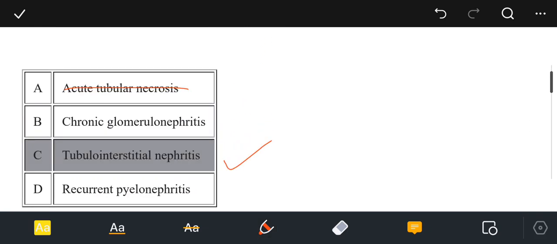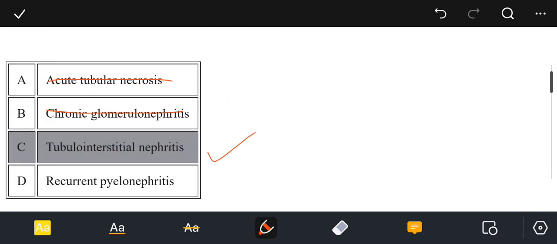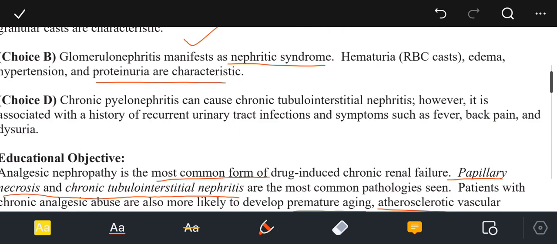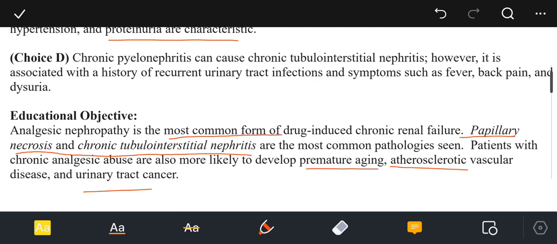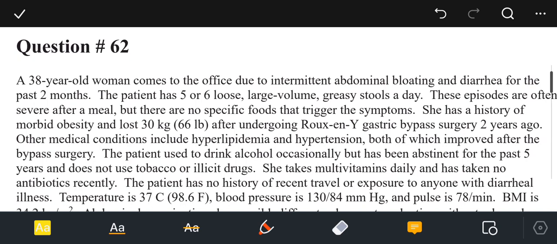The choice beta, that is chronic glomerulonephritis. This is not the option of choice because glomerulonephritis manifests as nephritic syndrome. Hematuria, RBC casts, edema, hypertension, and proteinuria are characteristic. The choice delta, that is recurrent pyelonephritis. This is not the option of choice because chronic pyelonephritis can cause chronic tubulointerstitial nephritis, however, it is associated with a history of recurrent urinary tract infections and symptoms of fever, back pain, and dysuria.